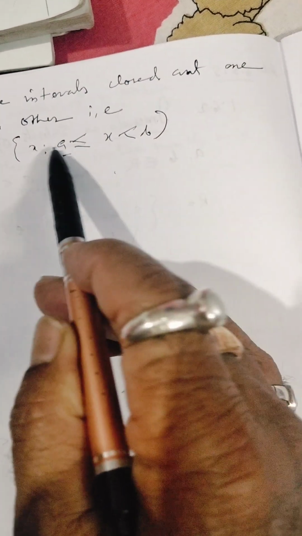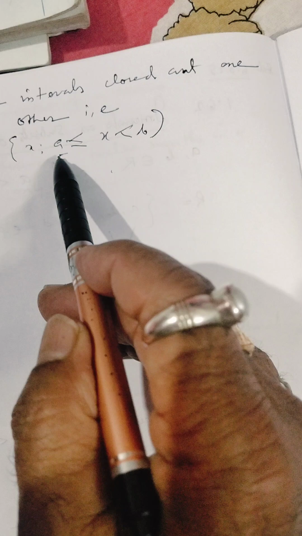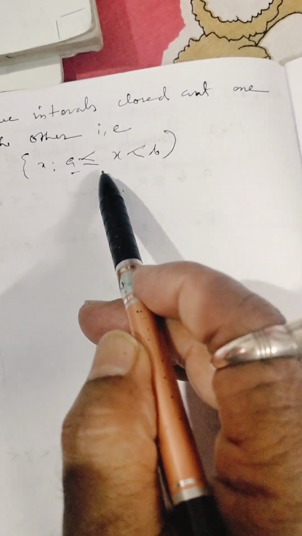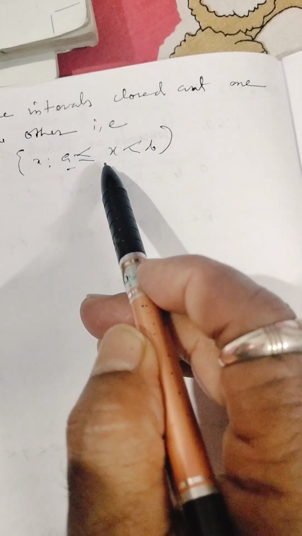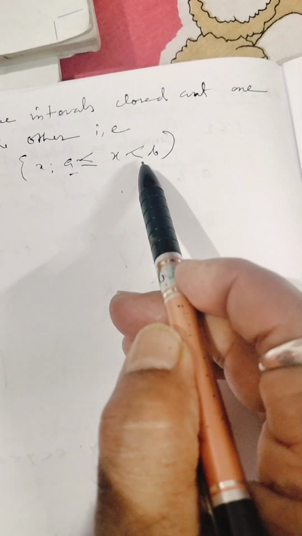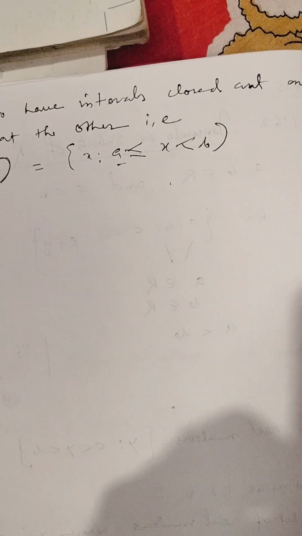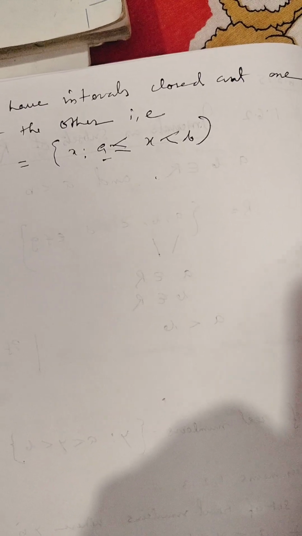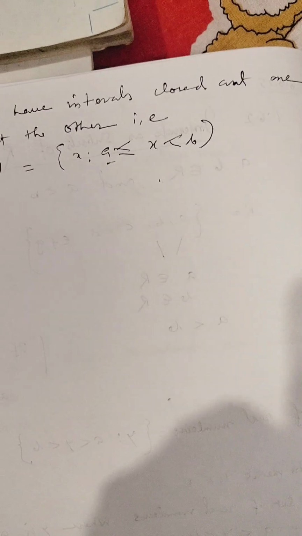A is included, that is closed, and B is excluded, that is open. So it is closed at one end and open at the other.